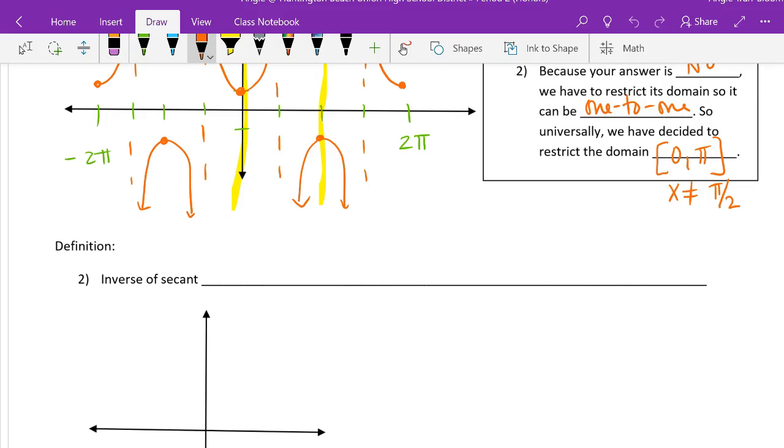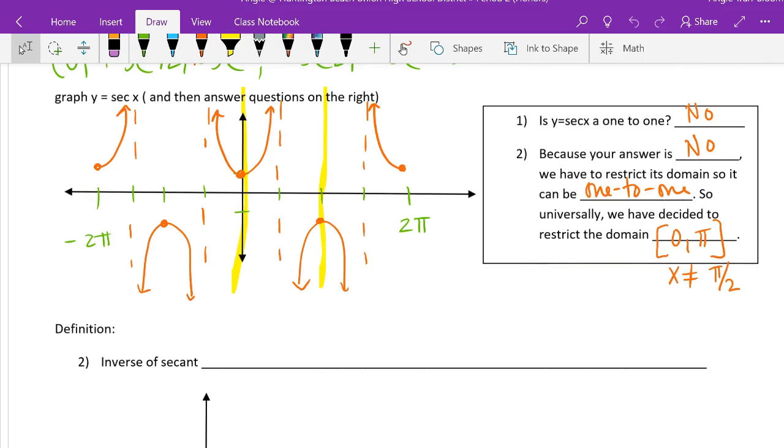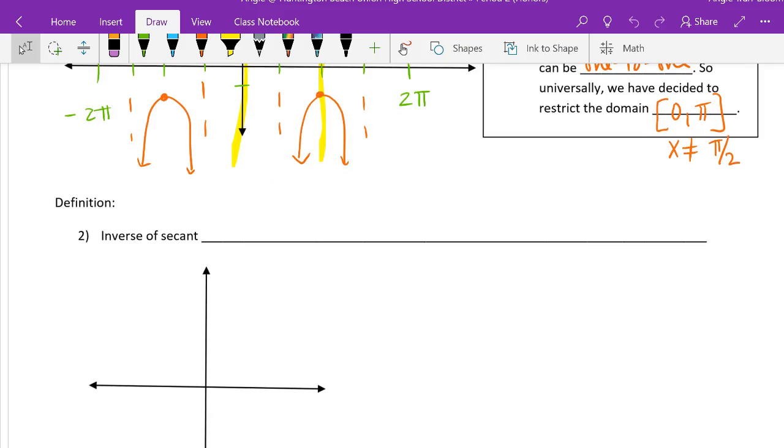Okay, so according to my screen, it says that we were done with graphing. We just did not finish defining the inverse. Yeah, okay, so let's do it like we always do. What do you write? x equals what?